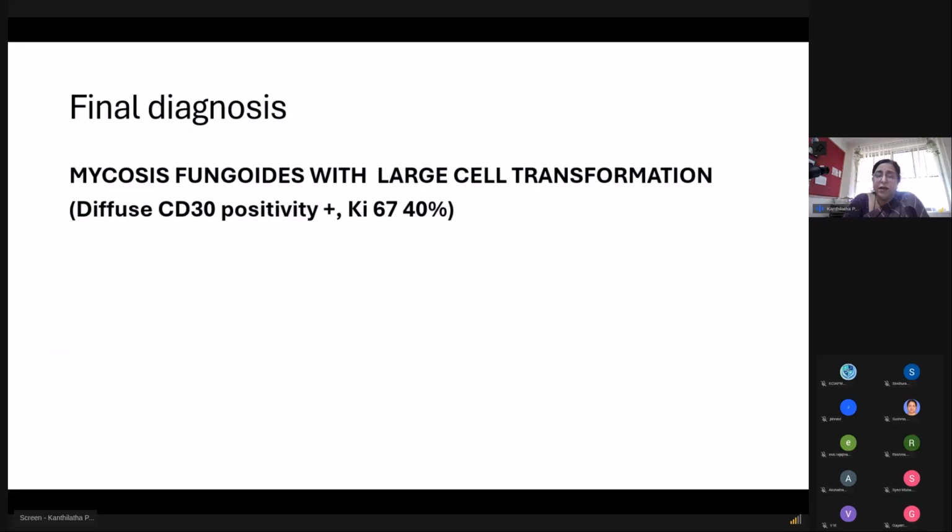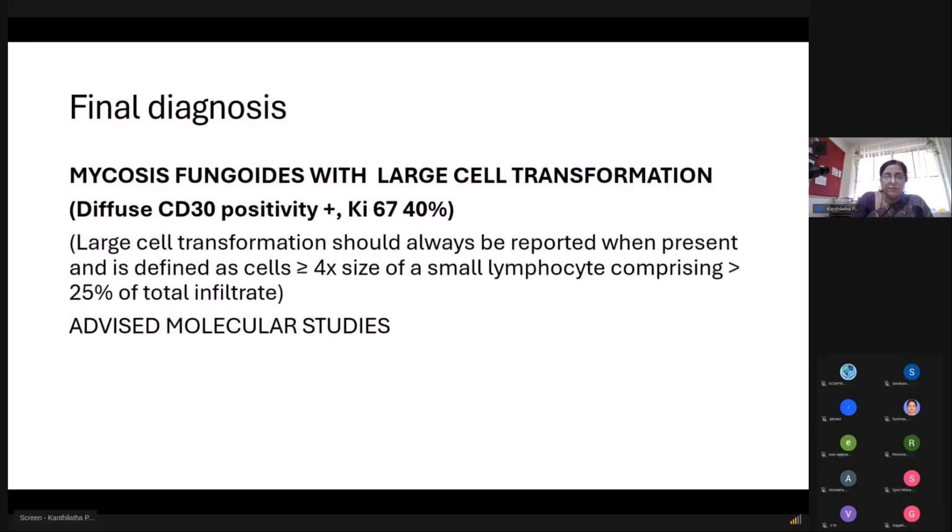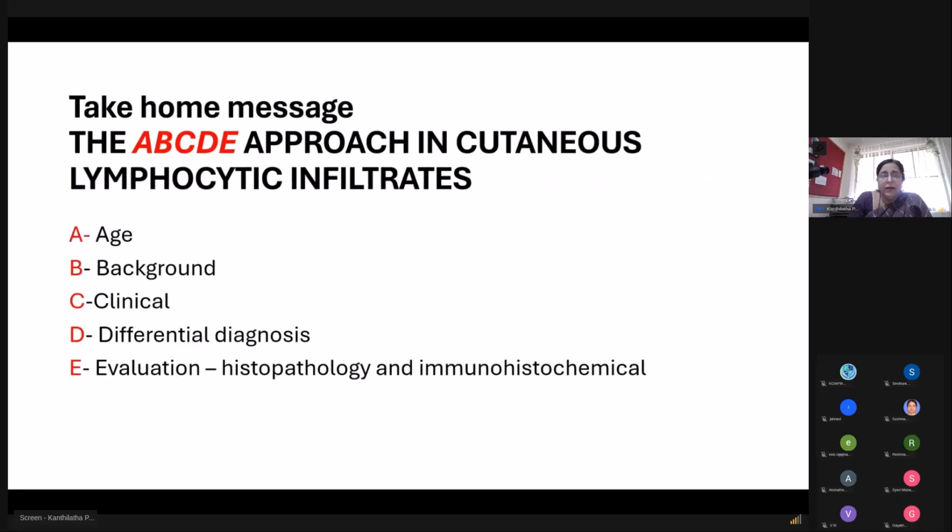CD30 positivity because knowing that there is a monoclonal antibody, the targeted therapy for CD30, and KI67 also helps in prognostication. So large cell transformation should be reported when you have cells which are more than 4 times the size of the small lymphocyte, and I advise for molecular studies for a final diagnosis.